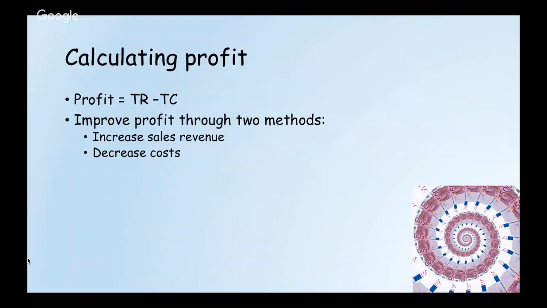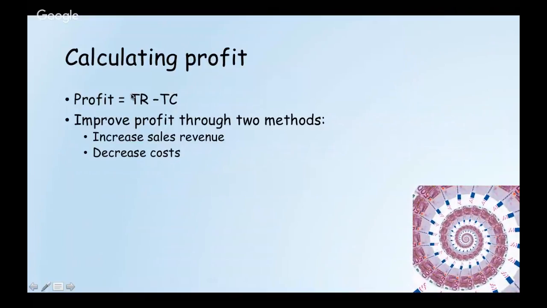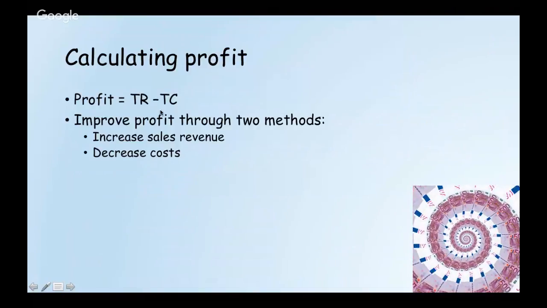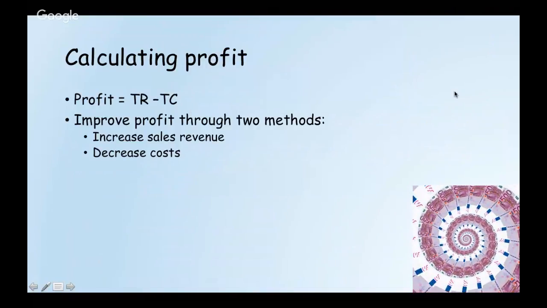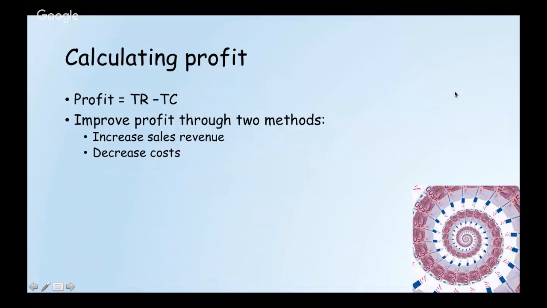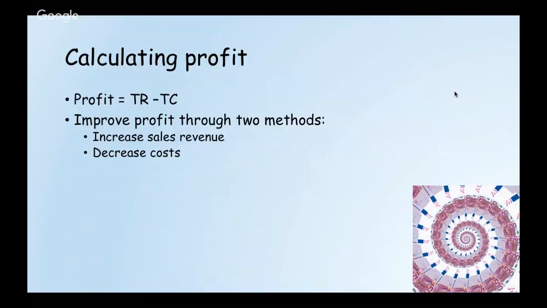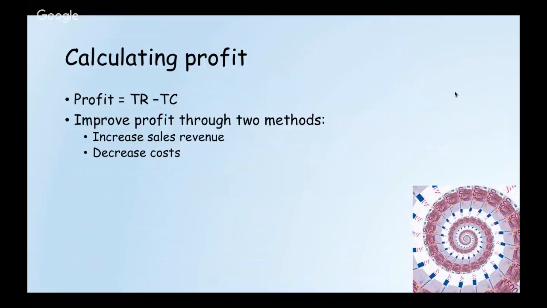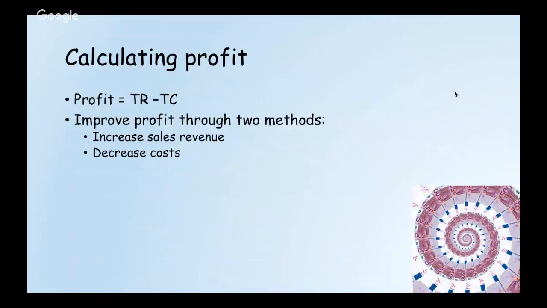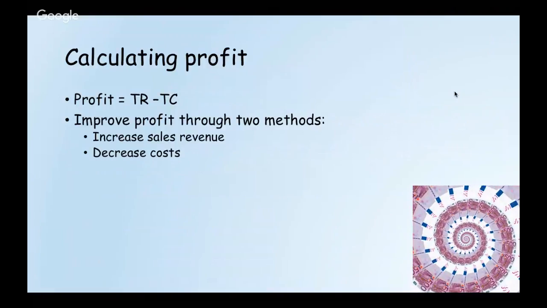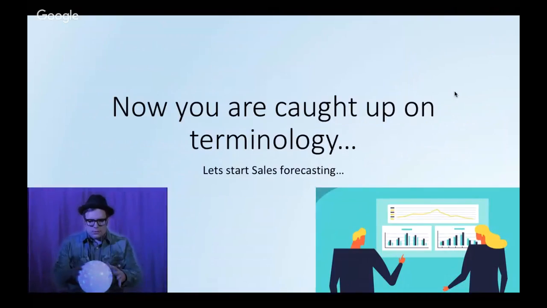So to calculate profit, we need TR, or total revenue, minus TC, or total cost. As a result of this, we know that to improve profit, there are two main methods. We need to have a look at increasing our sales revenue or decreasing our costs. So now you're caught up on the terminology, let's have a look at sales forecasting.